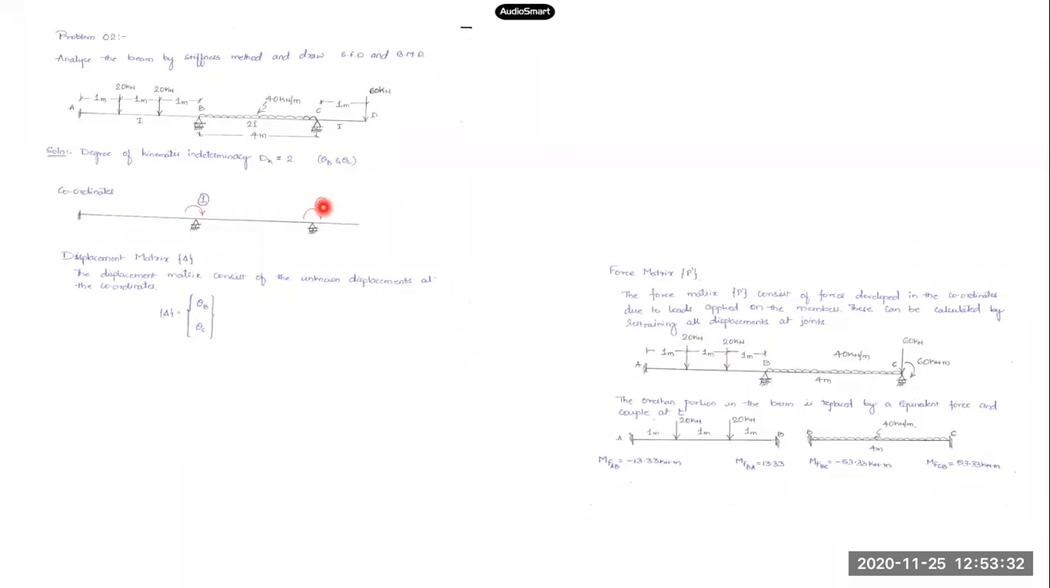Next, the second coordinate is here at C. Is there any force directly applied in the second coordinate? Yes, it is there. Which one? This moment, because coordinate 2 was representing a rotational coordinate. The force which can cause rotation is a moment. So what will come in P2 is the 60 kilonewton meter. This moment is also clockwise, and our coordinate direction is also clockwise, so I'll be taking P2 as plus 60 kilonewton meter.